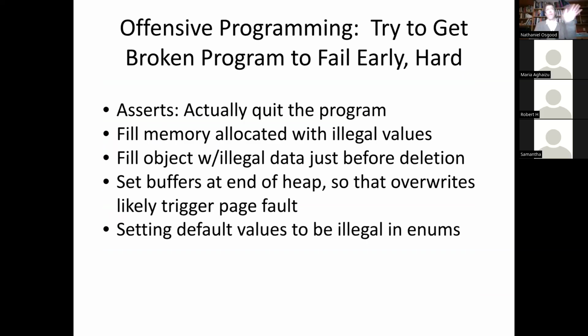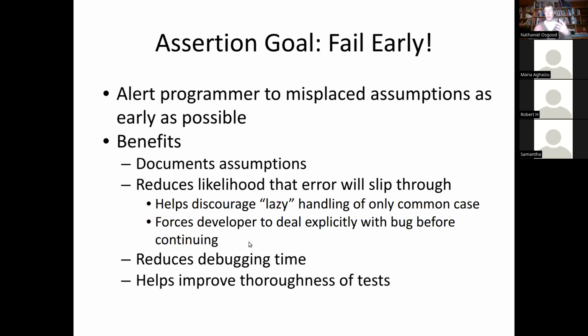Now, I mentioned these as being in the canon of offensive programming. They're not the only type of offensive programming. There are other techniques, like filling memory with illegal values in lower level code, or, as I mentioned earlier, setting default values to be illegal in enums, for example. There are ways we can build our system so that if we've done something wrong, it becomes obvious soon. But assertions are certainly the most prevalent, the most prominent, and arguably the most valuable and generalizable thing within these contexts.